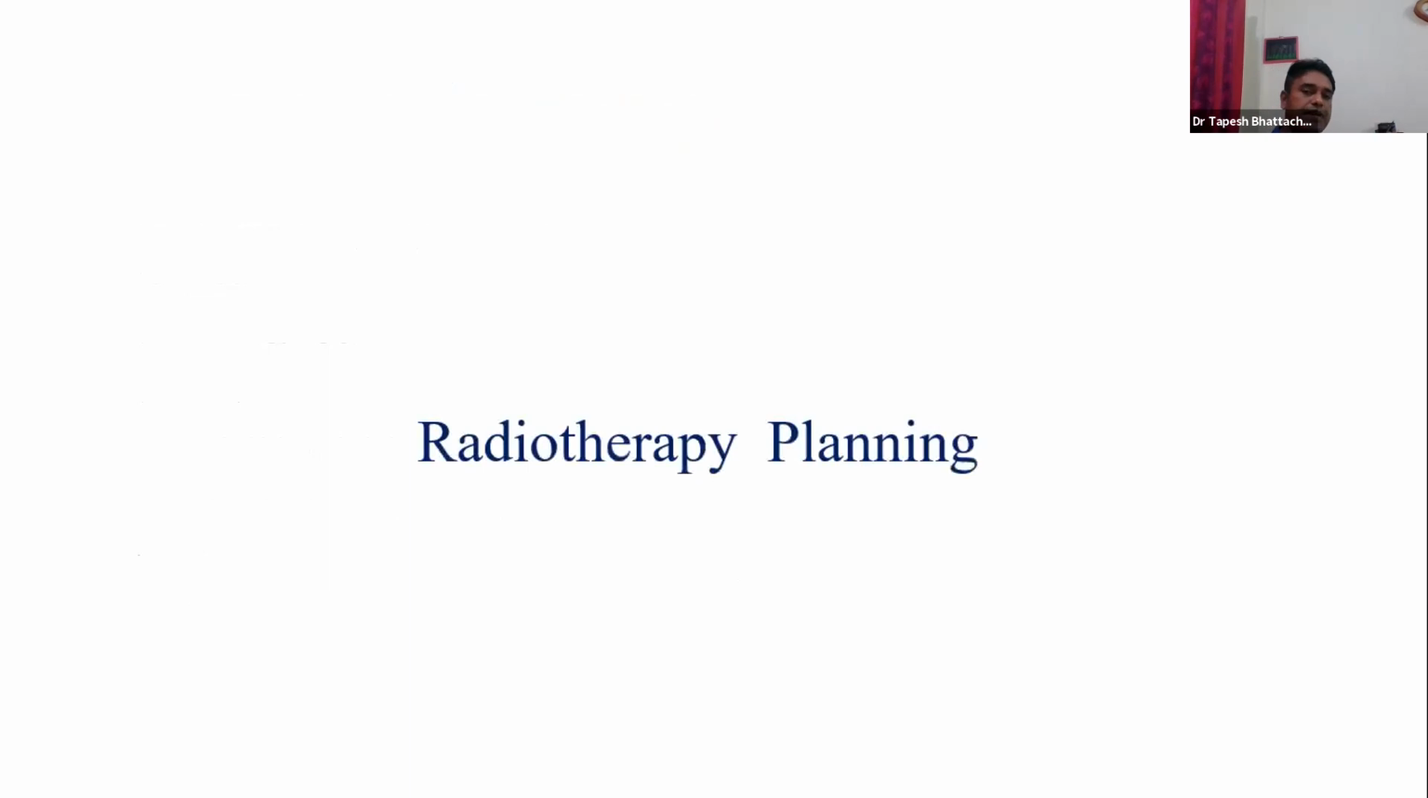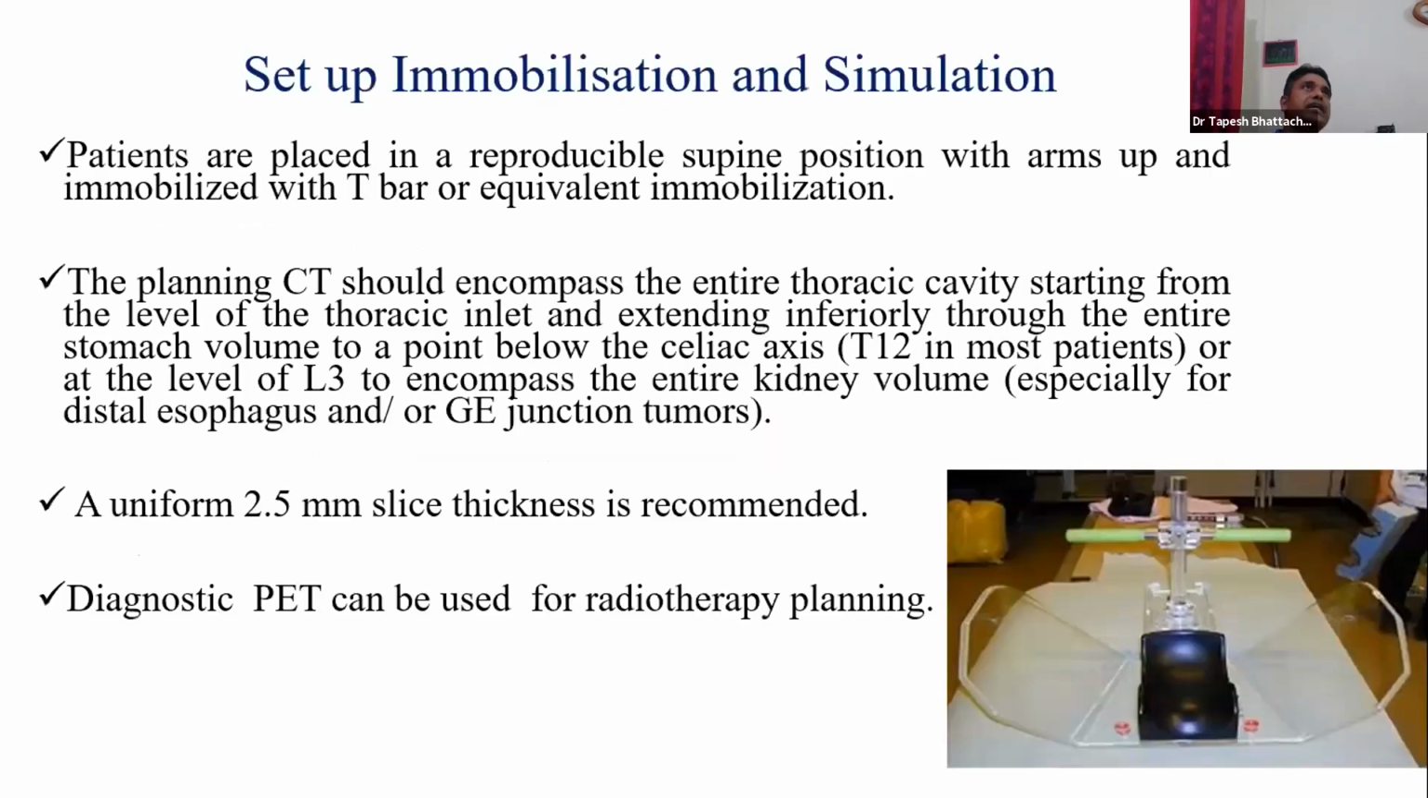So now just a brief about radiation planning. We have all got the idea about stage-wise management of carcinoma esophagus and GE junction tumors. You all know the setup and immobilization is very important, and patients are placed in a reproducible position with arms up, T-bar or equivalent immobilization. We follow uniform 2.5 mm slice thickness. Diagnostic PET CT can be used for radiotherapy planning, but we are not using it for the planning purpose.